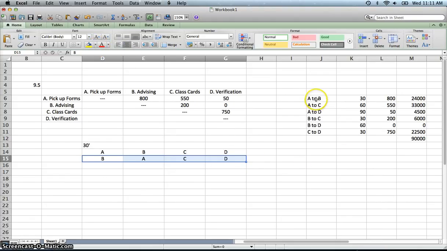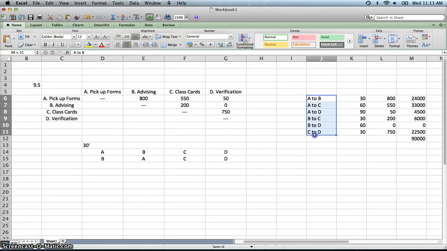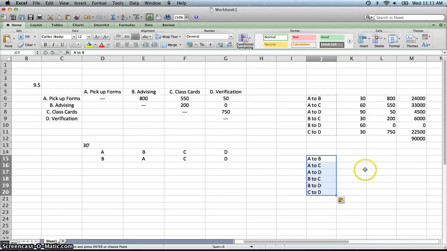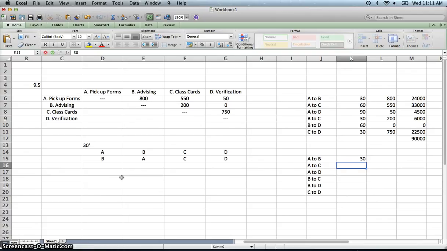And so what we're going to do is I'm going to copy this over again here. So Control C, and we're going to evaluate this new plan here. Control V. So now we got to change these around. A to B is now, it's still 30 feet because they're next to each other, but A to C is now 30 instead of being 60. And so A to D is 60 instead of 90, so that's closer.